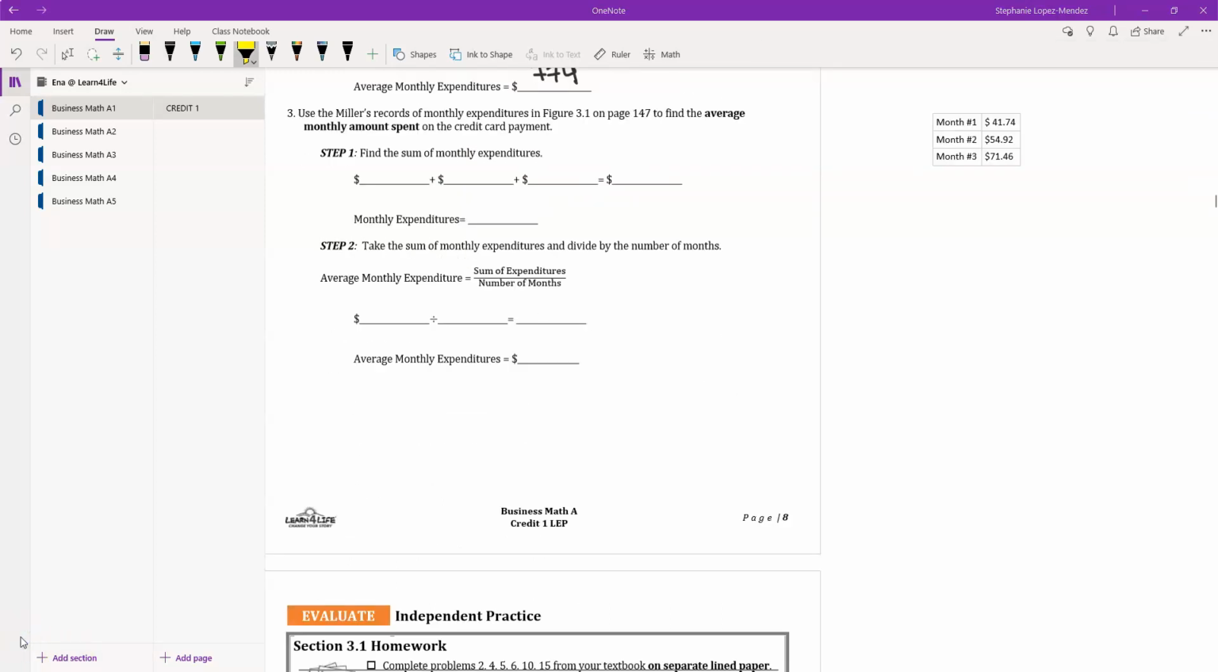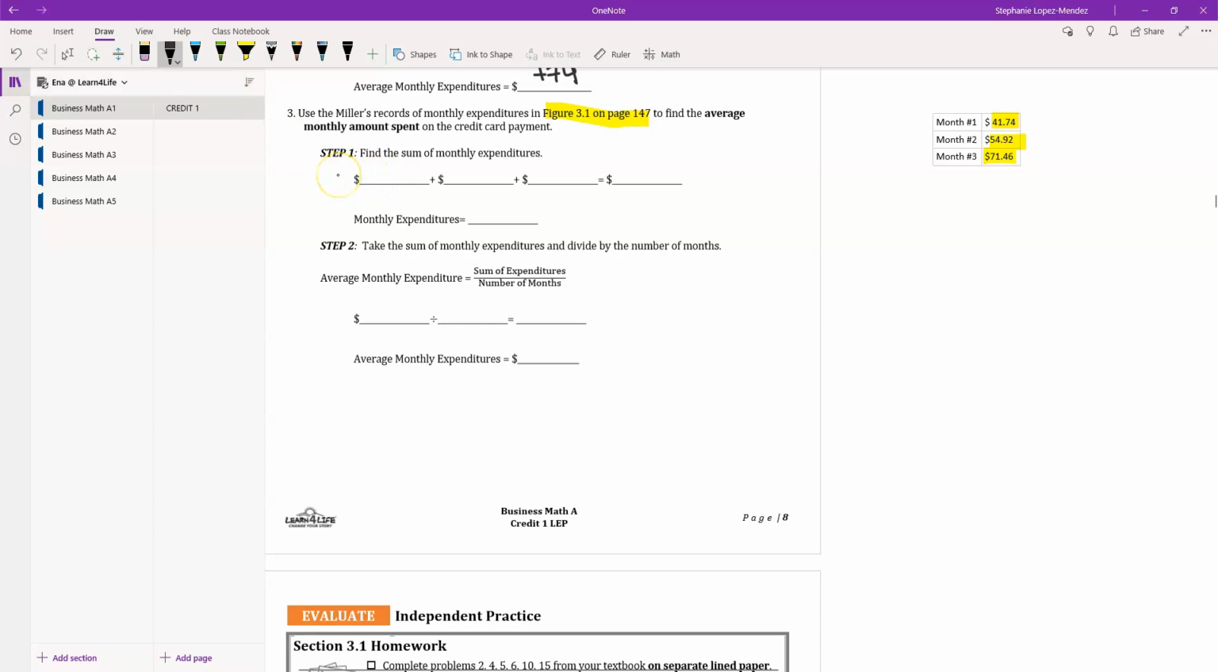Okay, now for our next exercise. It says, use the Miller's records of monthly expenditures in figure 3.1 on page 147. That means that you have to go to your textbook and look for page 147. Look for figure 3.1. I have here the amounts, just to make it easier for all of us. These are the amounts that we are going to be working with.